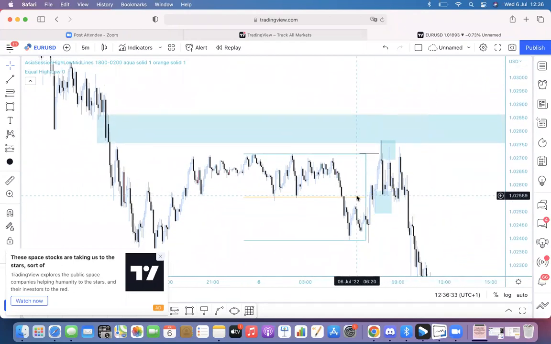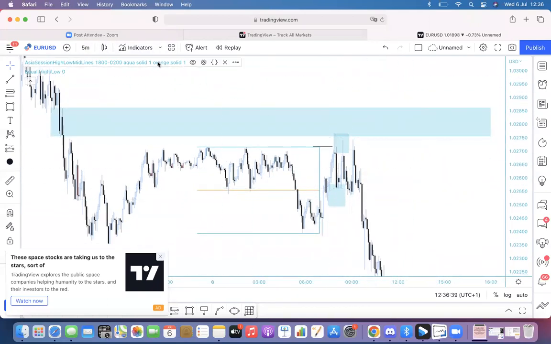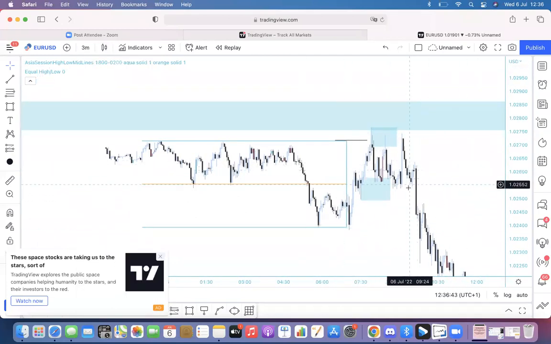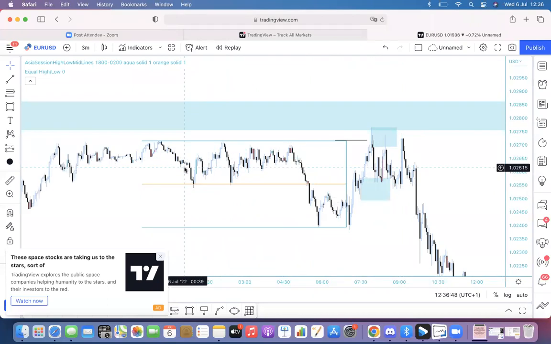And after reaching it, I go to the 5 minutes. I'm waiting to see what happens. Then I go on the 3 minutes to see the confirmation. If the confirmation happens, I take the trade, but I already explained that today on EU, it wasn't a very good confirmation according to my strategy.